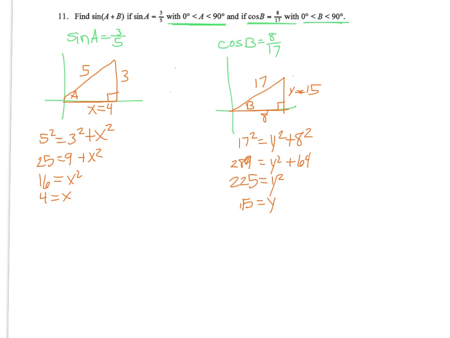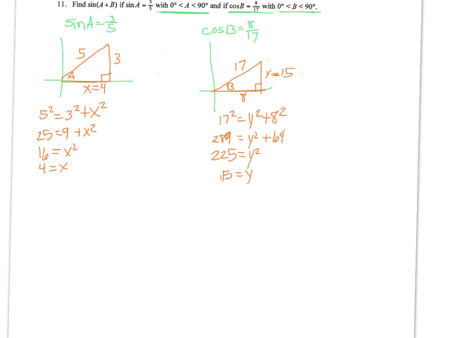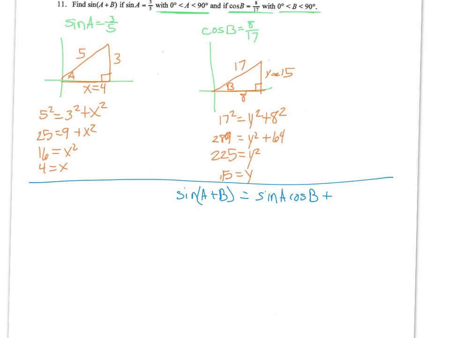Now from here, we had to find all these missing pieces of the triangle because now what we need to do is calculate the sine of A plus B. Well, the sine of A plus B using a sum identity equals the sine of A times the cosine of B plus the sine of B times the cosine of A. So before we can begin, we need to know, what is the sine of A? What is the sine of B? What is the cosine of A? And what is the cosine of B?